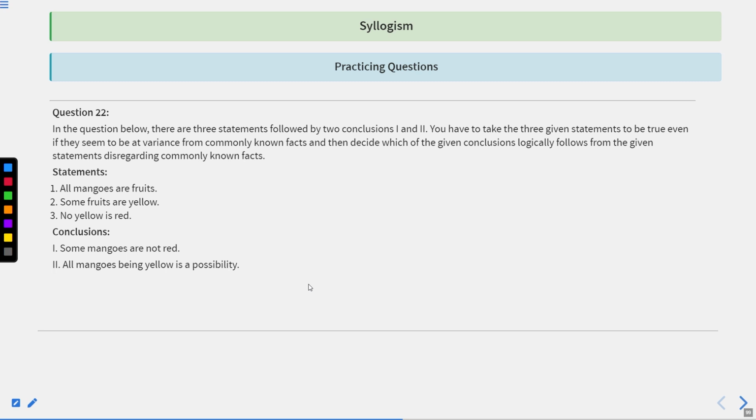After we have analyzed and come to the conclusion that yes, the statements and the Venn diagram are complementing each other, that both the Venn diagram as well as the statements are saying the same thing, then only will we move towards the conclusion.